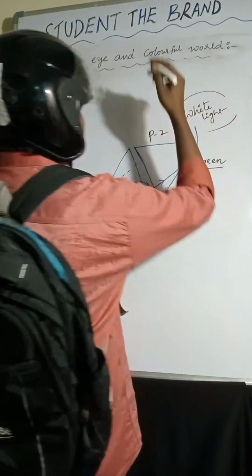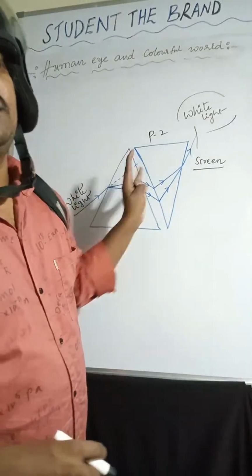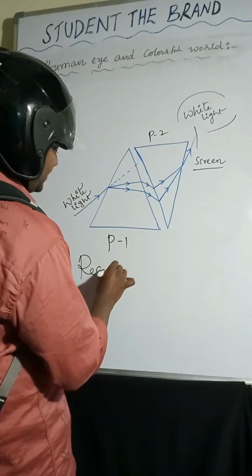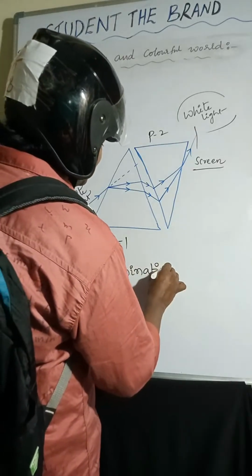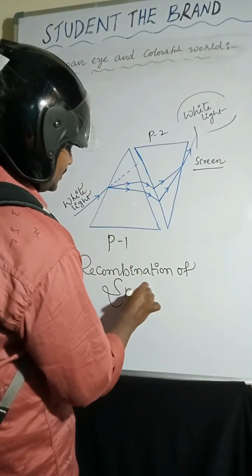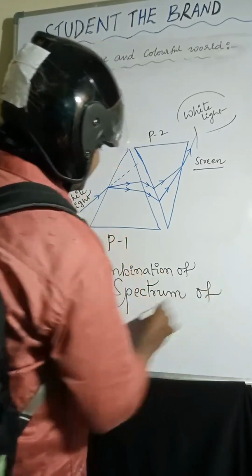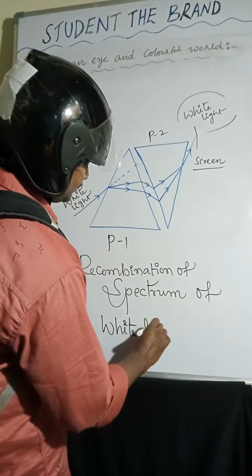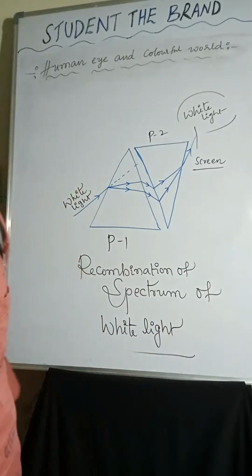Okay, observe carefully. This is the recombination of the spectrum of white light. Recombination of the spectrum of white light. I hope it is very clear.